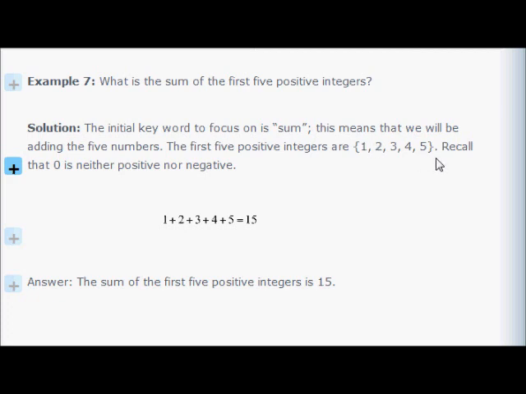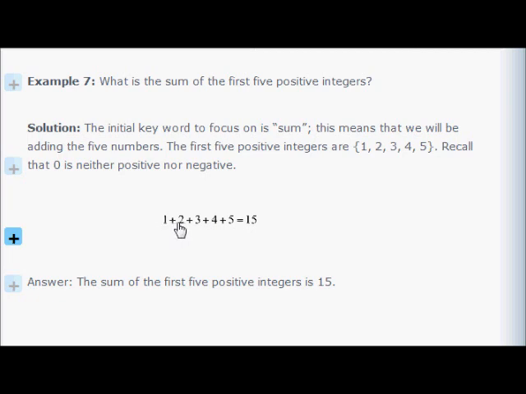The initial keyword is sum. Okay, what's the sum? So that means we're adding. And here's the set of what those integers are, 1, 2, 3, 4, 5. Remember that 0 is not positive or negative, so we can't count that. Okay, so we're not talking about whole numbers here, we're talking about natural numbers. So 1 plus 2 plus 3 plus 4 plus 5. Okay, that's the sum. Adding them all.